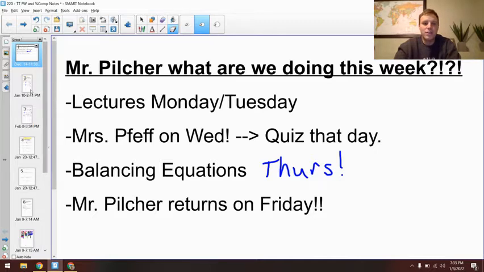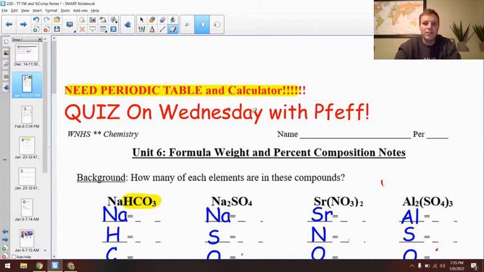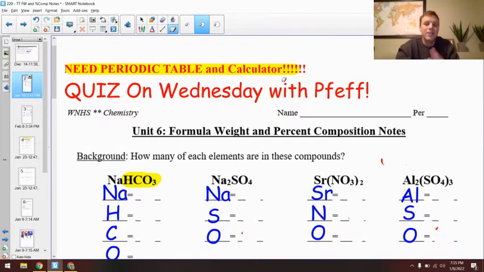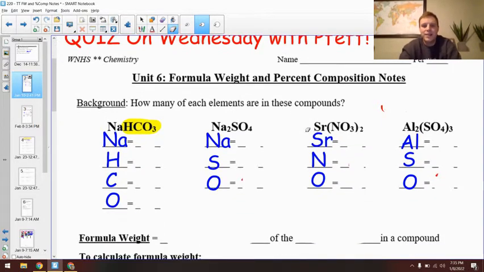Now let's go ahead and jump into things. You guys should have a notes handout that the sub gave you at the beginning of the period. You'll need your periodic table and a calculator for this one. And again, all the stuff that we're about to learn today will be on the quiz tomorrow, okay, with Miss Pepperly. Now, first thing we've got to do is look at a handful of these compound formulas here.